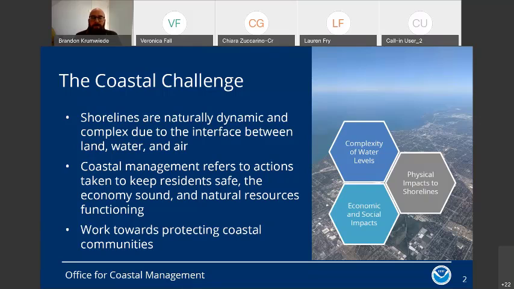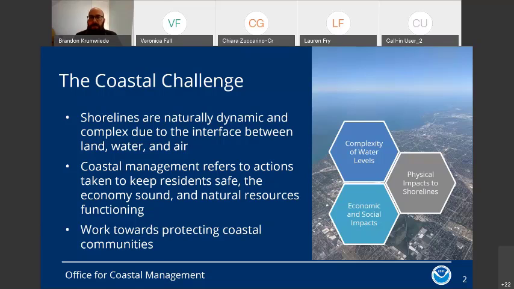Being within NOAA's Office for Coastal Management, we look at coastal management as the actions that help to keep our residents safe, the economy sound. We are, after all, in the Department of Commerce. And of course, the natural resources along our shorelines functioning. There's got to be that equal balance amongst all those efforts. And so, more importantly, too, we want to work towards the protection of our coastal communities.